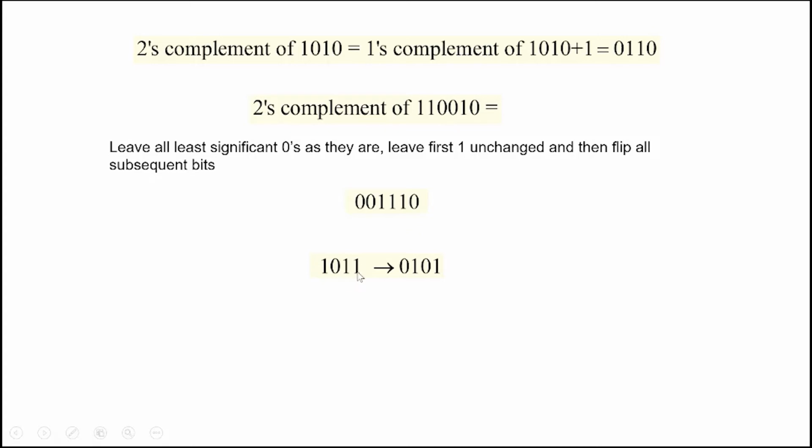Take 1, 0, 1, 1. What will be the 2's complement? Leave the first one. There's no 0 here initially, so leave the first one unchanged, and after that flip the rest: 0, 1, 0. You can verify that these are the correct ones. What about this one? We leave the initial zeros unchanged, 0, 0. The first one that you encounter is also unchanged. After that, flip all of them. So this becomes 0, this becomes 1, 0, 0, 1, and 0. So this is a very simple way to obtain the 2's complement of a number.